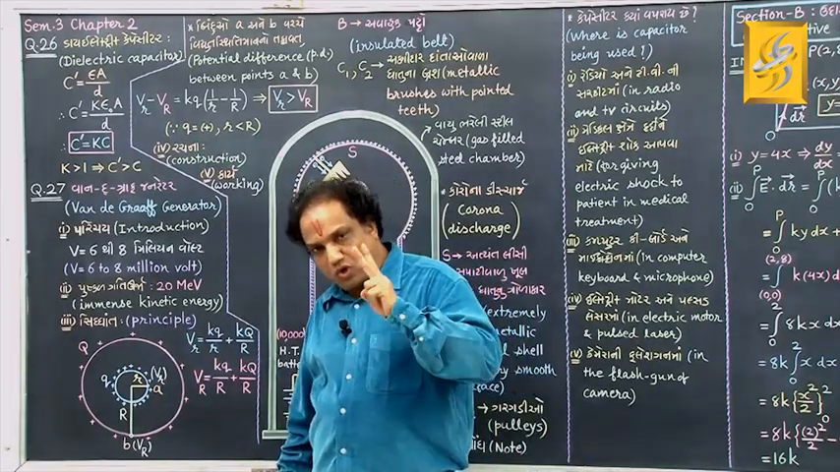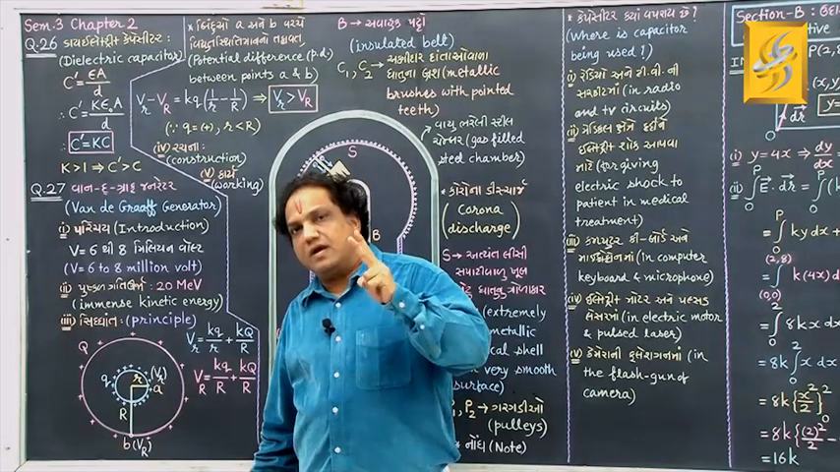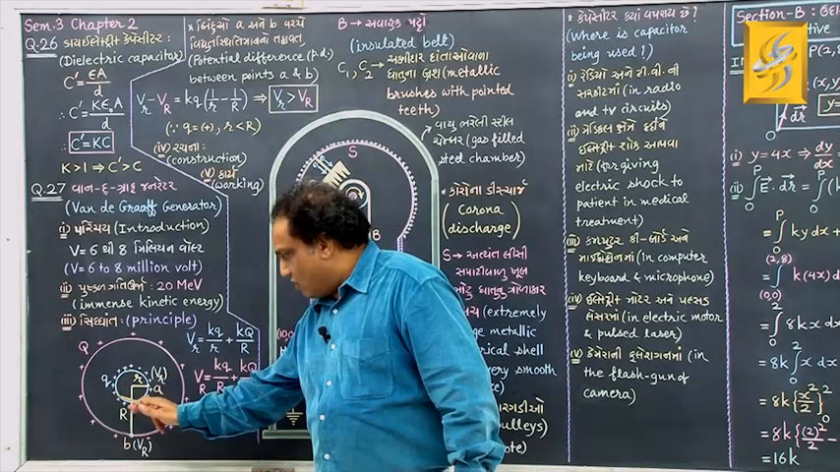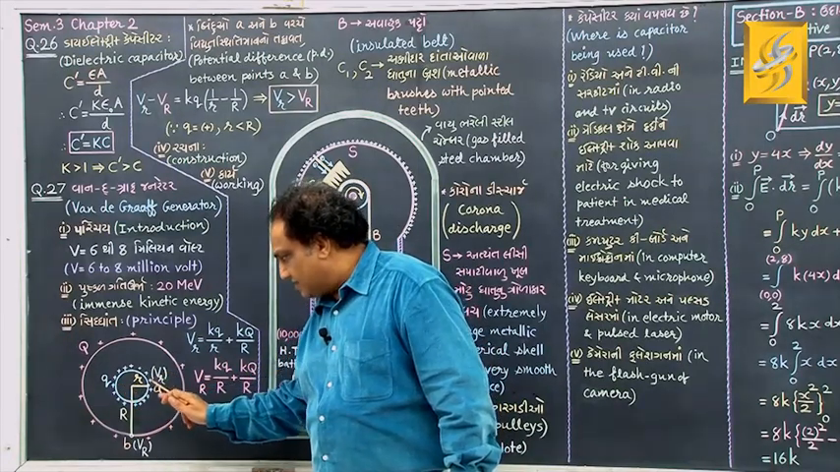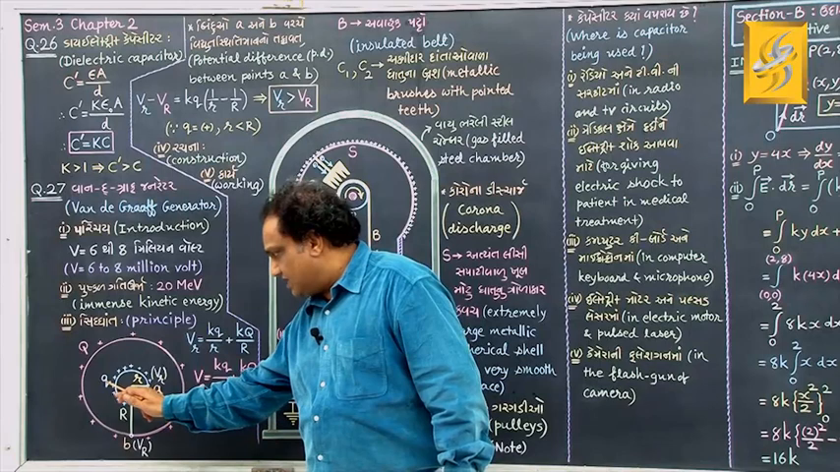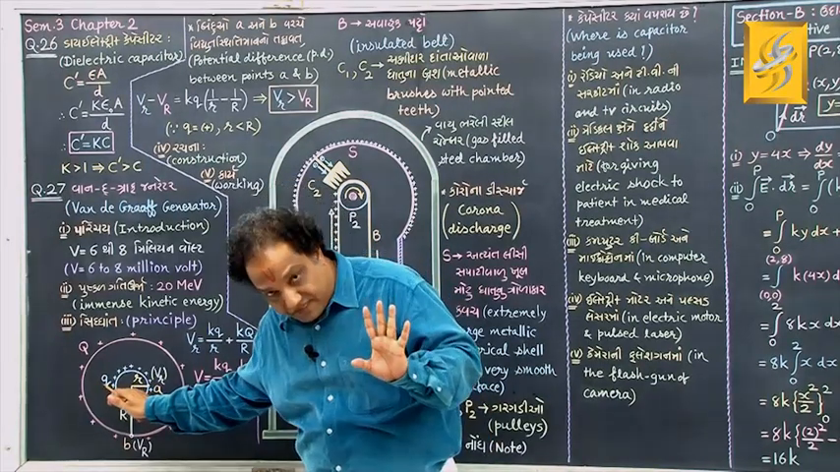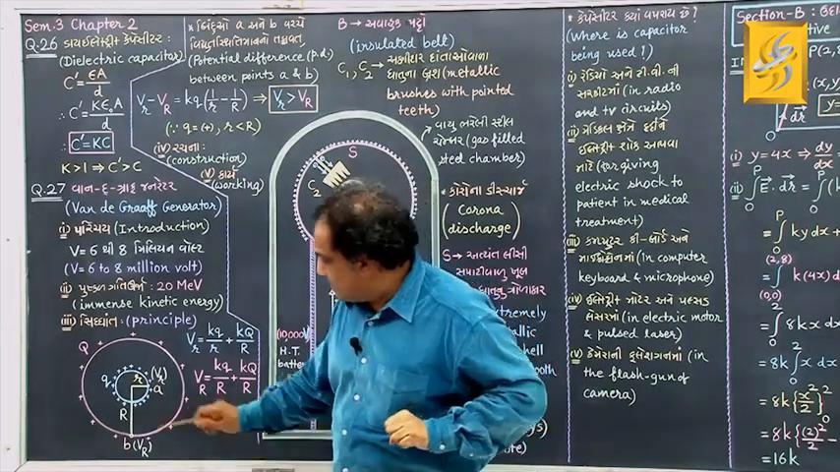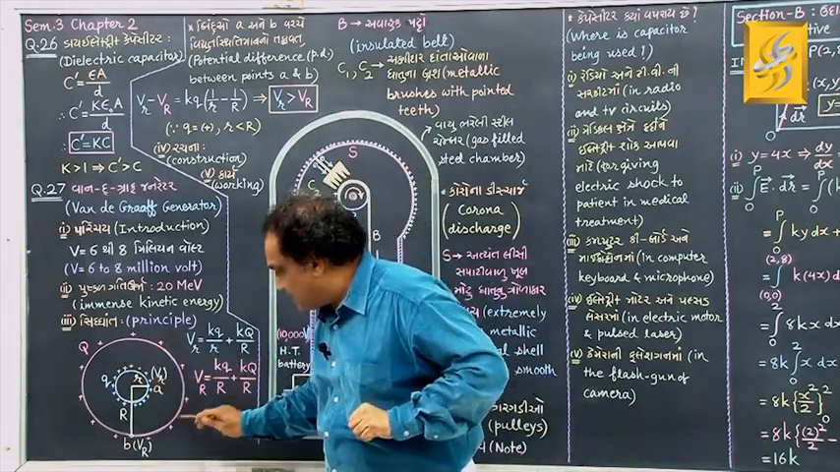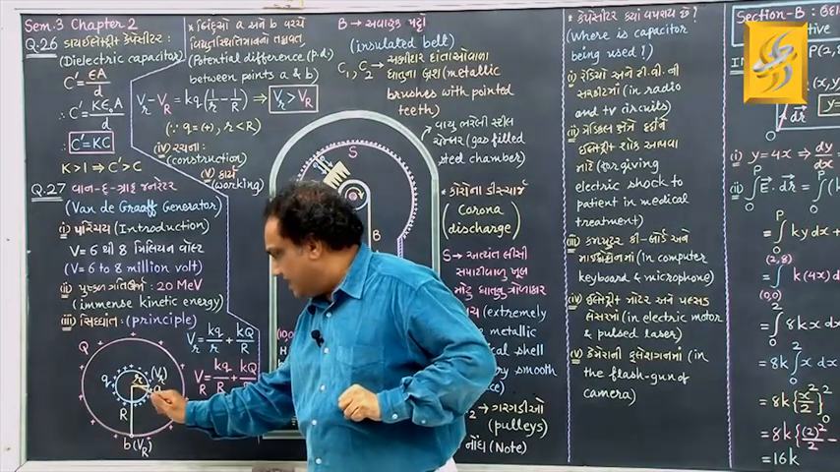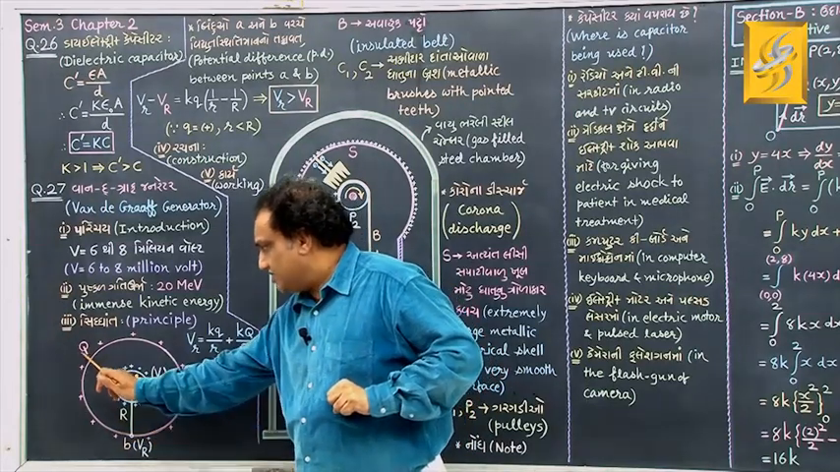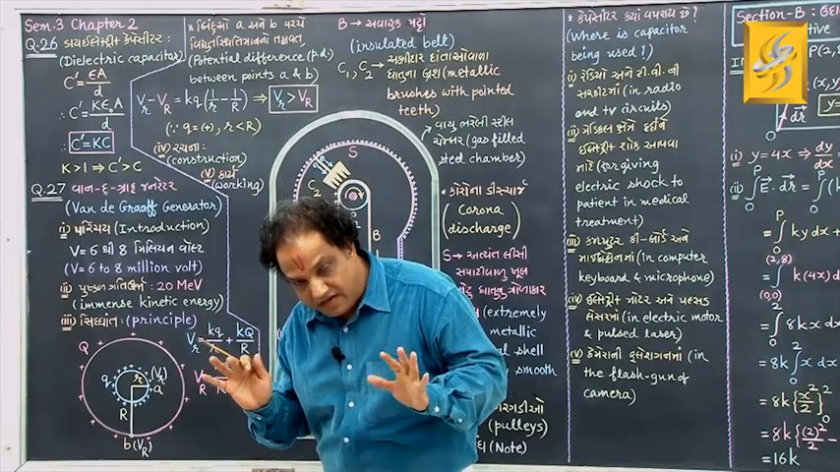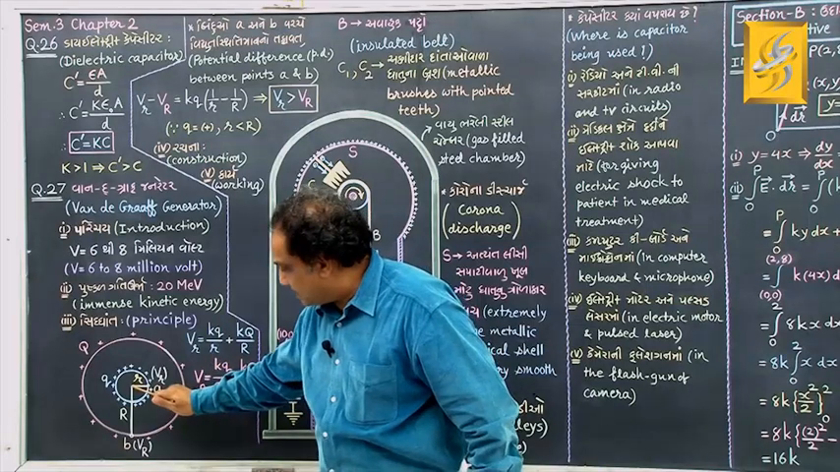Consider two concentric spherical conducting objects. One of them is a small sphere having radius small r, having charge small q over its surface. Another conducting spherical object is in the form of a big spherical shell having radius capital R and having charge capital Q. Both these spherical conductors are concentric. Their common center is here.